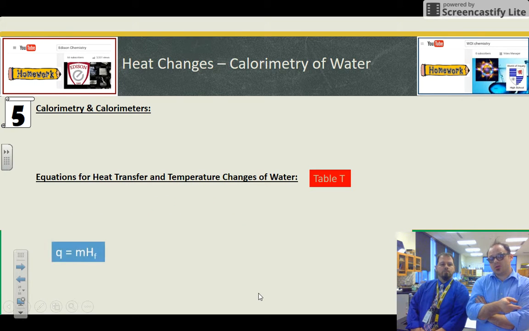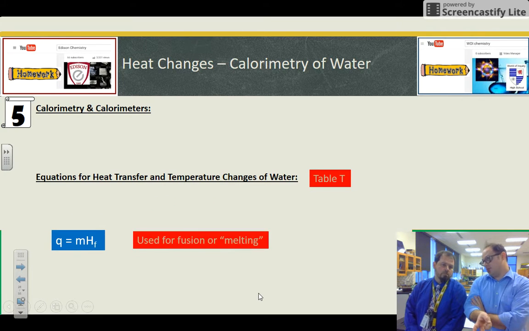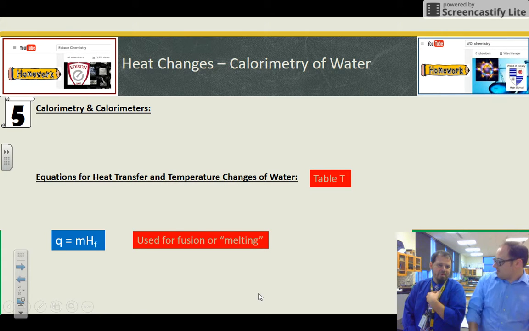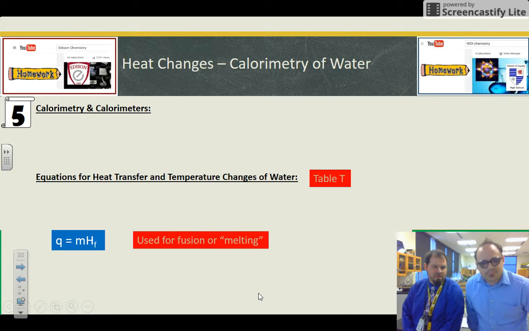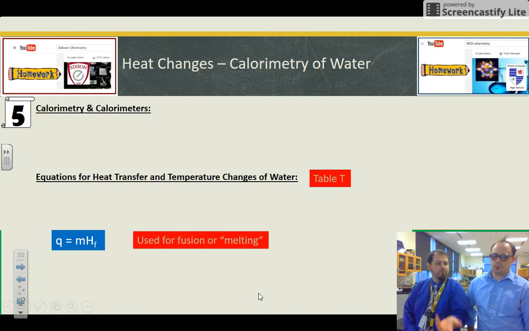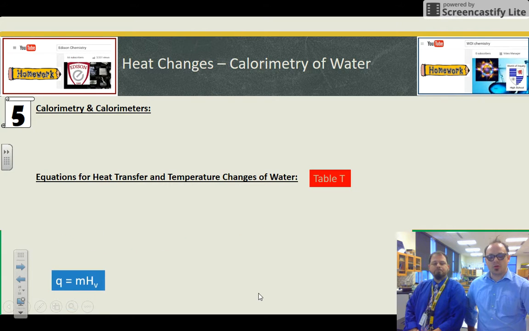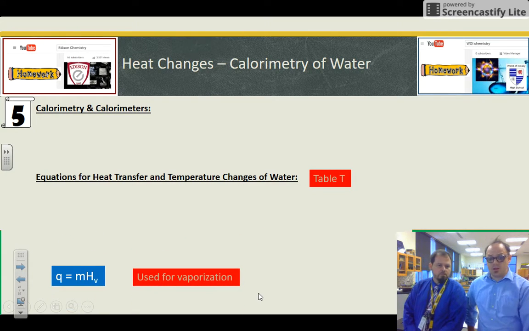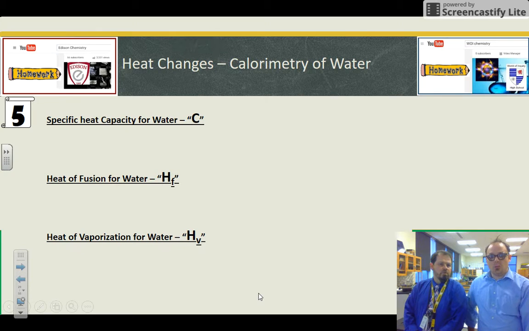And then there are 2 others, q = mHf and q = mHv. I call them H sub f and H sub v, but however you want to do it. The f is for freezing or fusion. It's really for fusion, but at the freezing point, so you know to use that one when it's freezing. And vaporization is when it's boiling or condensing or vaporizing. So you use that equation then.